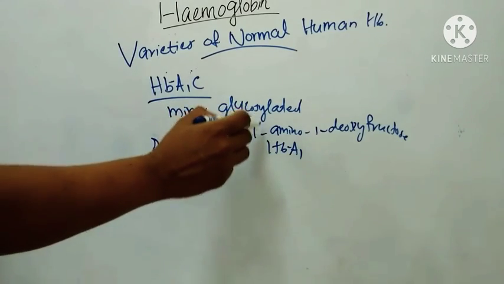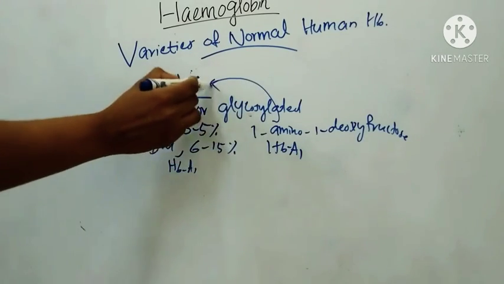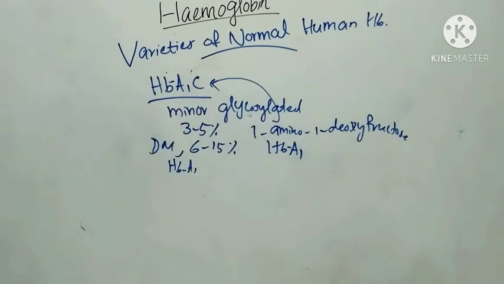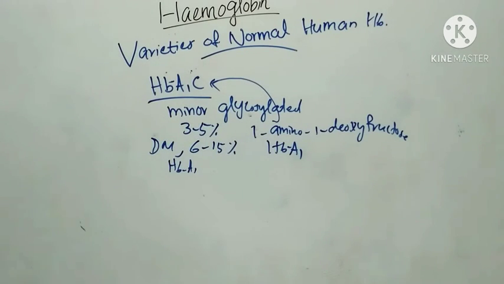This addition of the sugar, that is the 1 amino 1 deoxyfructose moiety, to the valine occurs non-enzymatically, either by addition of glucose directly to the protein or by the formation of glucose 6-phosphate of adult hemoglobin, that is HbA1. This is subsequently dephosphorylated to form HbA1c.